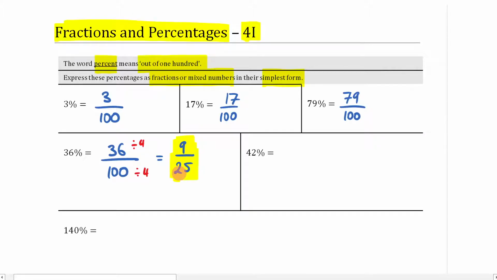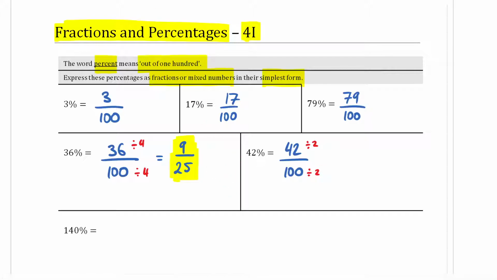Let's now move on to the next one. So our next one is 42%. Remember, the first step is writing it like this. So you simply take the number and put it over 100. And then you ask yourself the question, what can divide both 42 and 100? And your answer should be 2. So that means when we come here now, we're going to say, all right, 42 divided by 2 is 21, and 100 divided by 2 is 50. So our answer here will be 21 on 50. And just like that, we've got it.